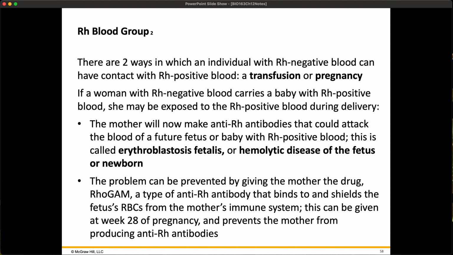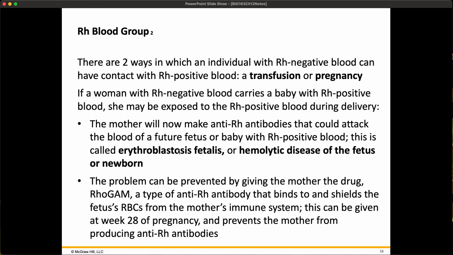And let's say that mother gets pregnant again and it's another Rh positive child, because Rh positive is a dominant trait, negative is the recessive trait. So if the father of the second child is also Rh positive, that can cause that Rh positive child to potentially have their blood attacked by the mother's blood. We call that hemolytic disease of the fetus. That's normally what I've heard it called.